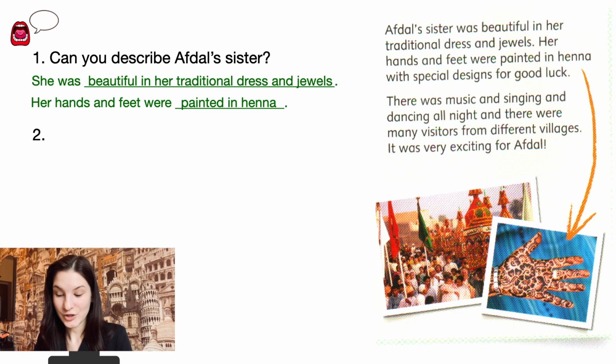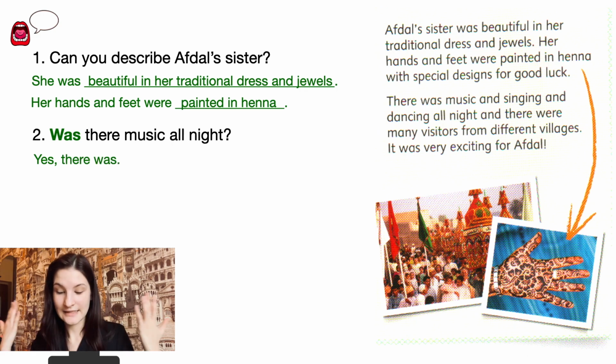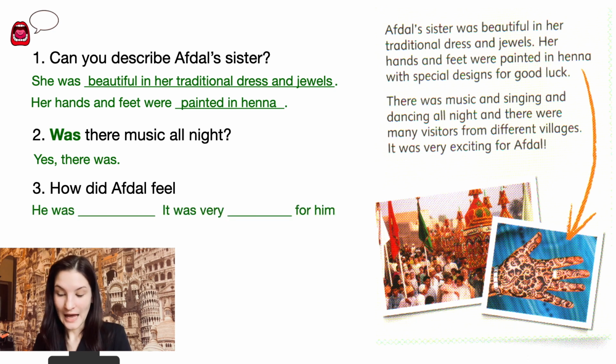Very nice. Number 2. Was there music all night? Of course, there was. You can find it in the text. There was music and singing and dancing all night. A lot of fun. Number 3. How did Avdal feel? Was he bored? Was he happy? Was he sad? Find his emotion in the text. So it was very exciting for him. It means that he was excited because it was very exciting for him.